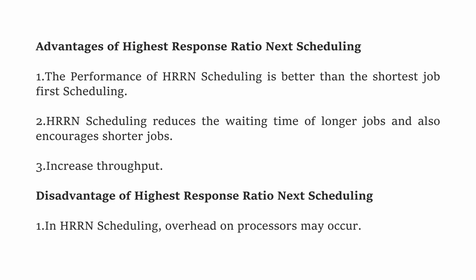Then we move on to the advantages and disadvantages of highest response ratio next scheduling. Here the performance of this scheduling is better than the shortest job first scheduling, and it also reduces the waiting time of longer jobs and also encourages shorter jobs. This increases the throughput. The disadvantage is that overhead on the process will occur, that is, the process will have much overload.